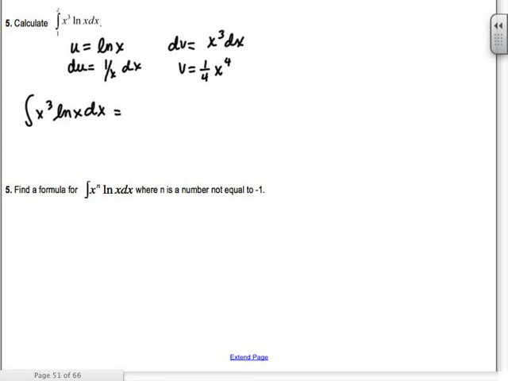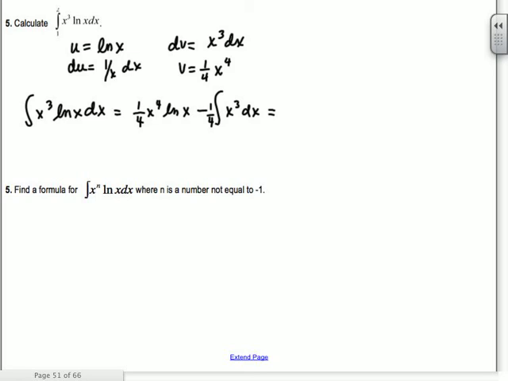Okay, so the integral of x cubed natural log of x is going to be, when you integrate, you get uv, so 1/4 x to the fourth natural log of x, minus, you have 1 over x times 1/4 x to the fourth. So you have a 1/4 out front. 1 over x times x to the fourth is x to the third dx.